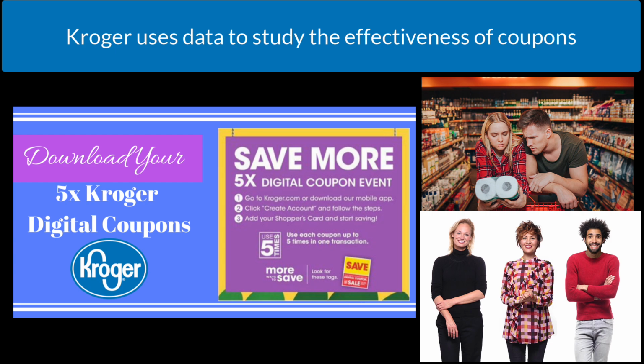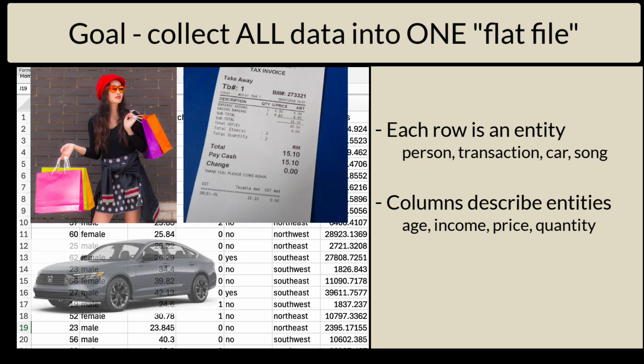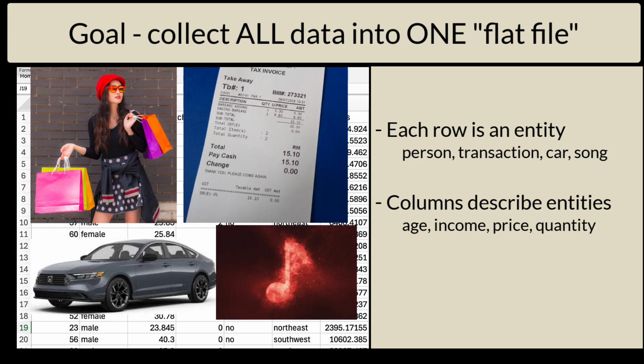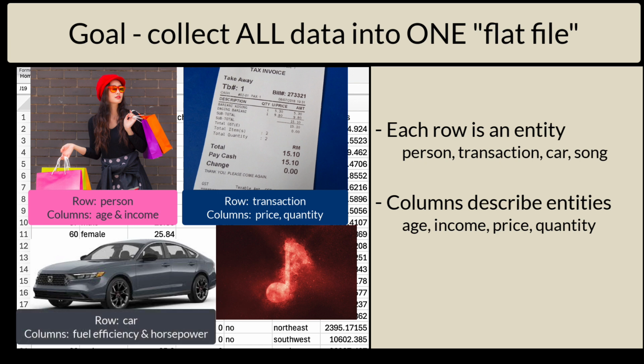To do analytics, the data needs to live in what we call a flat file, basically like a single Excel sheet. Each row corresponds to some entity we're studying, like a customer, a transaction, car, or a song, and the columns record characteristics of those entities, like their age and income if we're talking about customers, price and quantity if we're talking about items, fuel efficiency and horsepower if we're talking about cars, or the artist, beats per minute, and key if you're studying songs.